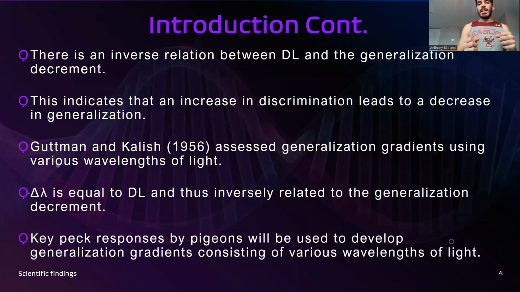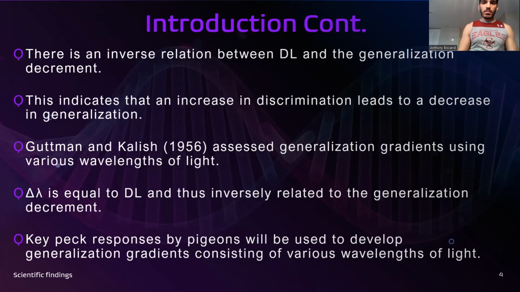So the census indicates that a discrimination leads to a decrease in generalization. Guttman and Kalish assess generalization gradients using various wavelengths of light, and they will show this parameter delta lambda. When they show it, it's just equal to DL. So when I show graphs later on, I'll say it again. Delta lambda is just equal to DL, and what they assessed was key pecking responses. And they assessed key pecking responses to various wavelengths of light, and they developed generalization gradients using them.